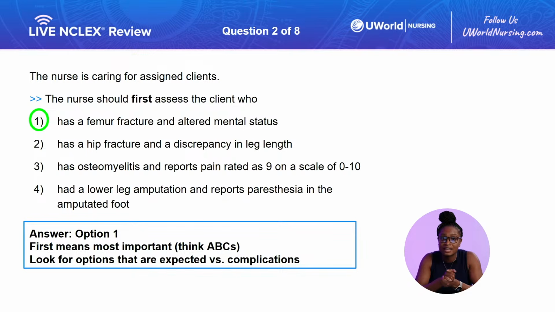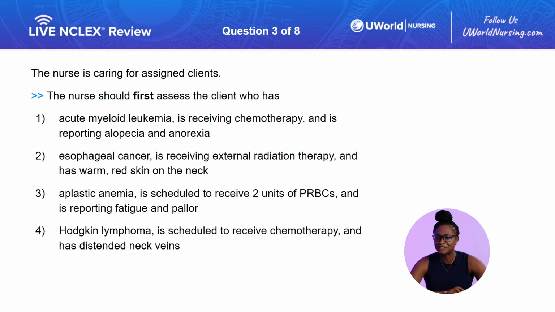So the only one that is a complication and not a slightly expected finding would be option 1. But you guys did very good on that. I need to get harder questions for you guys.